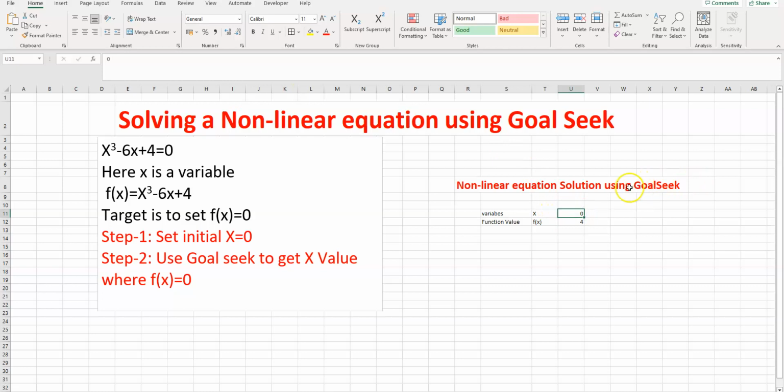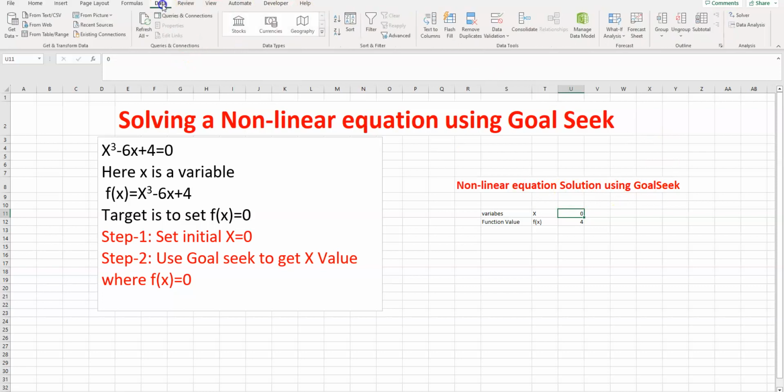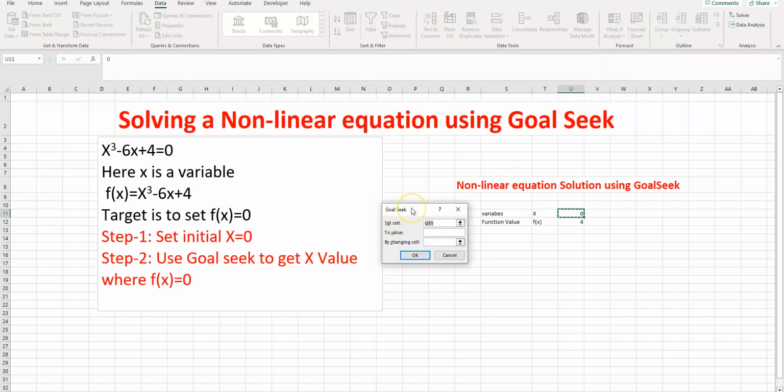For goal-seek, what we have to do is go to the Data tab, then the What-If Analysis tab. If you click that, you can see Goal Seek. If you click Goal Seek, you get Set cell and To value. This is the cell I am setting to 0, meaning ultimately, for some x value, f(x) will be 0. So this cell will be 0.